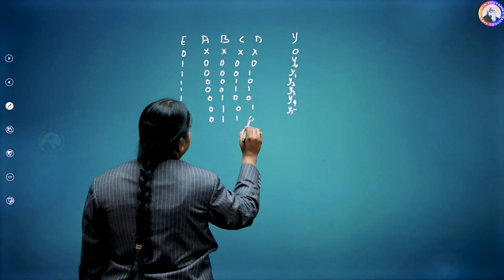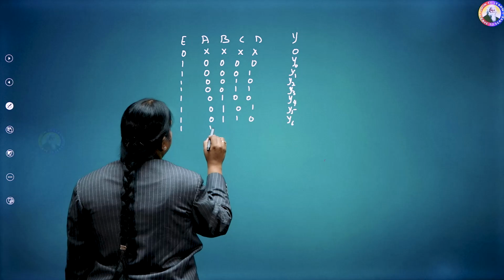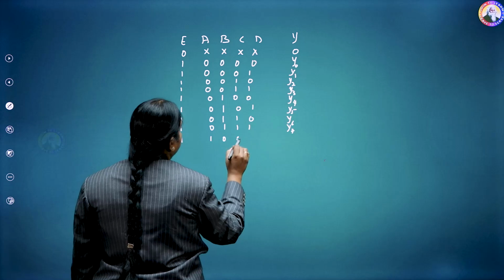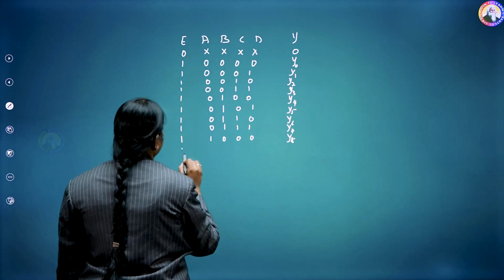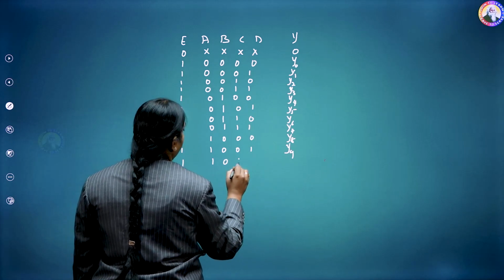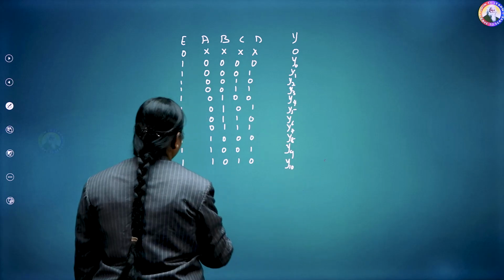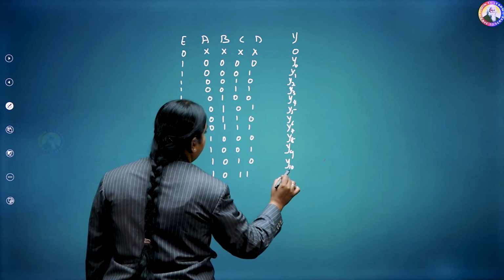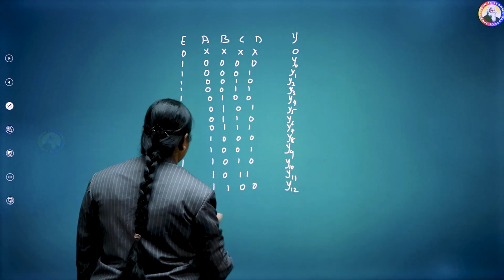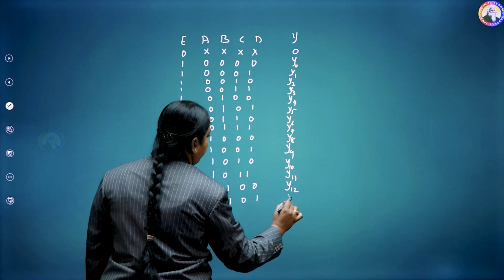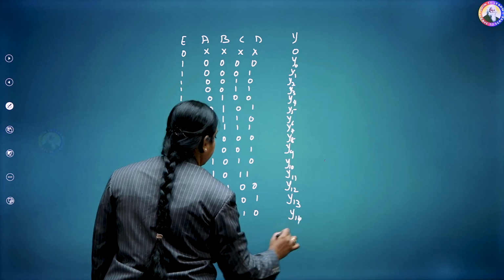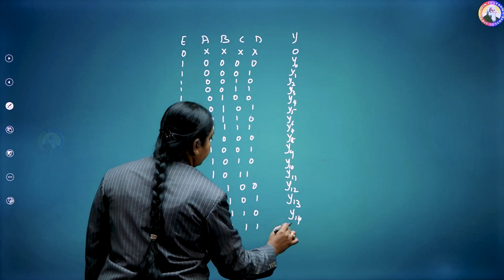0, 1, 1, 0, Y6. 0, 1, 1, 1, Y7. 1, 0, 0, 0, Y8. 1, 0, 0, 1, Y9. 1, 0, 1, 0, Y10. 1, 0, 1, 1, Y11. 1, 1, 0, 0, Y12. 1, 1, 0, 1, Y13. 1, 1, 1, 0, Y14. 1, 1, 1, 1, Y15.